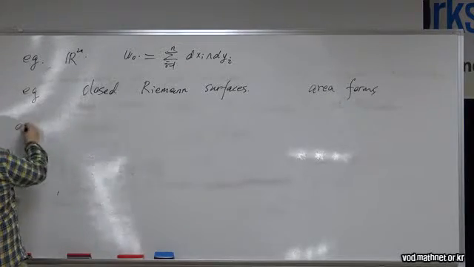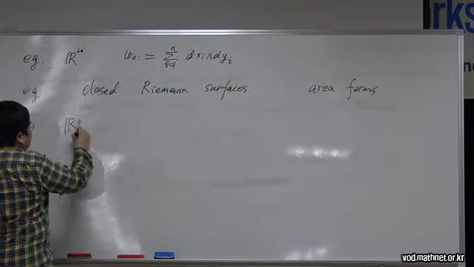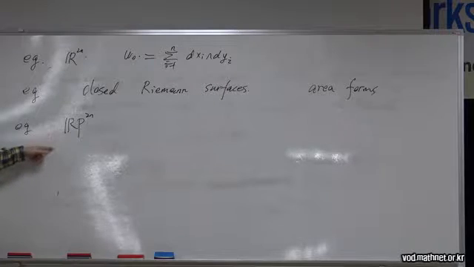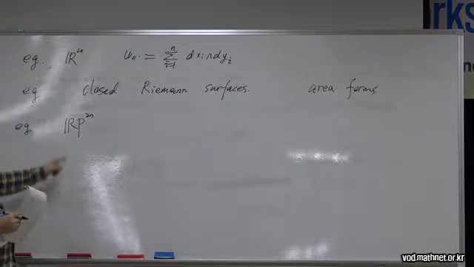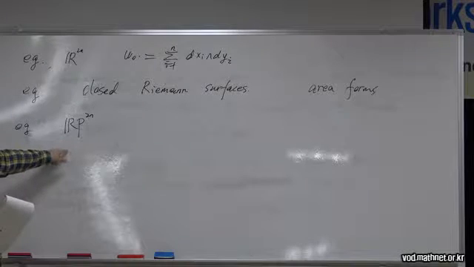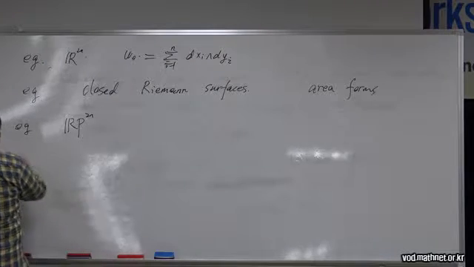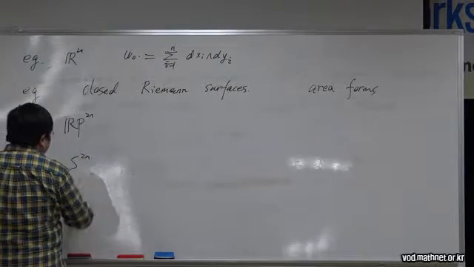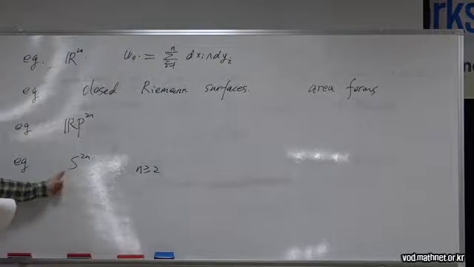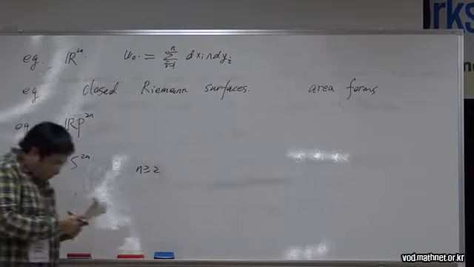We can also see some counterexamples. For example, RP2n. This is not symplectic because this is non-orientable. But later we will show that this is a toric origami manifold. Another one is S2n. If n is larger or equal to 2, this is not symplectic, but this is also a toric origami manifold.